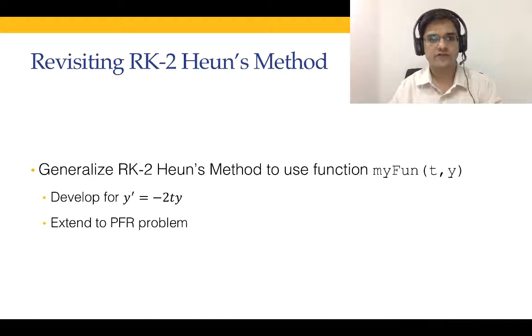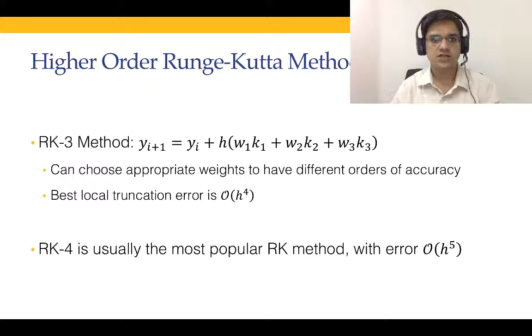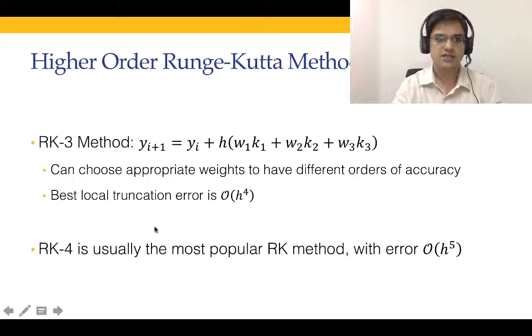So what we have done is we revisited our RK2 Heun's method and generalized it to use a general function myFun and the PFR function PFRFun. Next, we are going to extend this to the RK4 method. The RK4 method is usually the most popular Runge-Kutta method. The RK3 method uses three weights, W1 K1 plus W2 K2 plus W3 K3, whereas the RK4 method also uses a fourth weight, plus W4 K4.